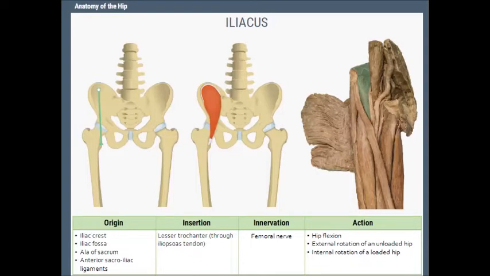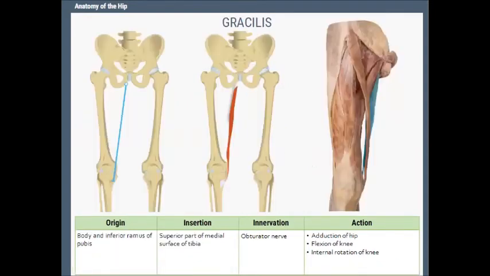Next one is gracilis. Gracilis is a very thin muscle, just like a ribbon. It originates from the body and inferior ramus of the pubis. Insertion is on the superior part of the medial surface of the tibia. The nerve supply is the obturator nerve, and it helps in adduction of the hip, flexion of the knee, and internal rotation of the knee.